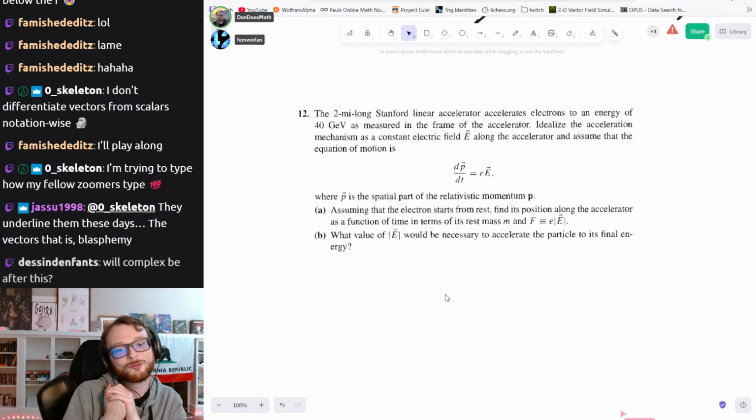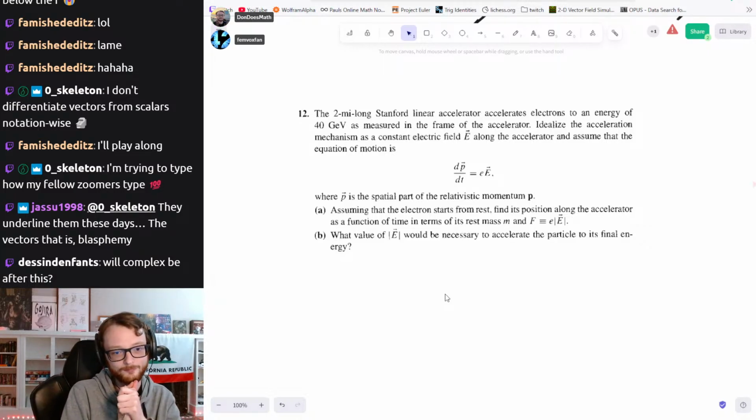Okay. The 2 mile long Stanford linear accelerator accelerates electrons to an energy of 40 giga electron volts as measured in the frame of the accelerator. Idealize the acceleration mechanism as a constant electric field E along the accelerator and assume the equation of motion is that, where P is the spatial part of the relativistic momentum P.